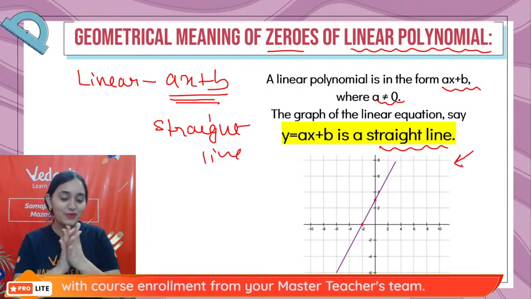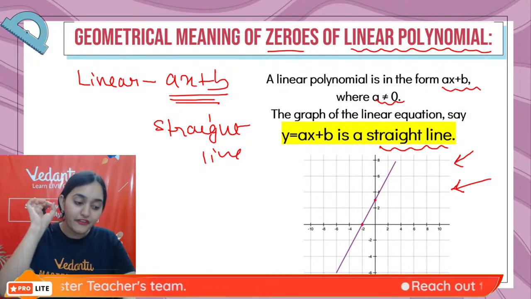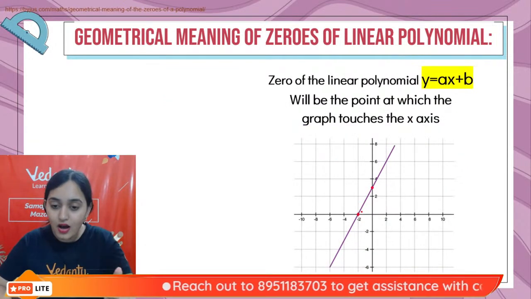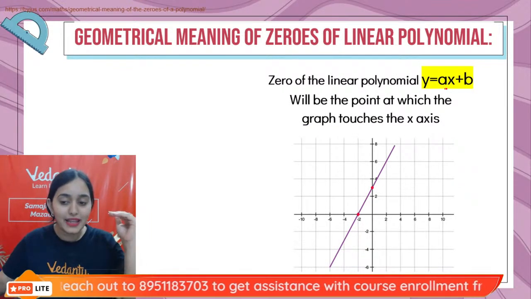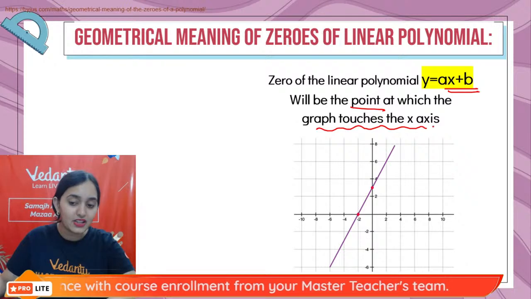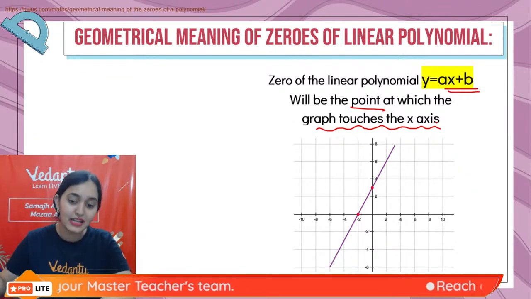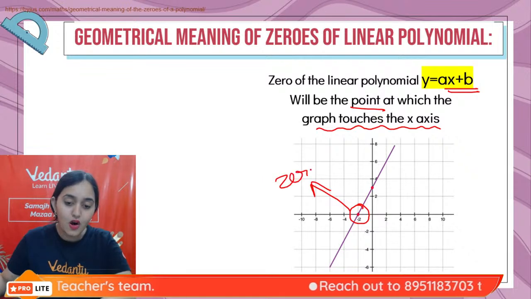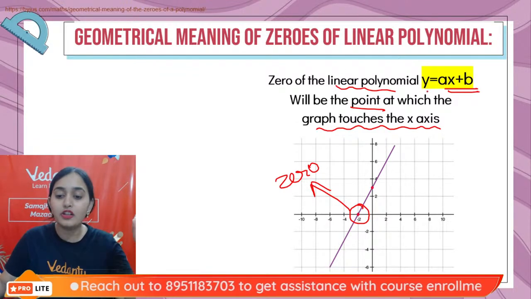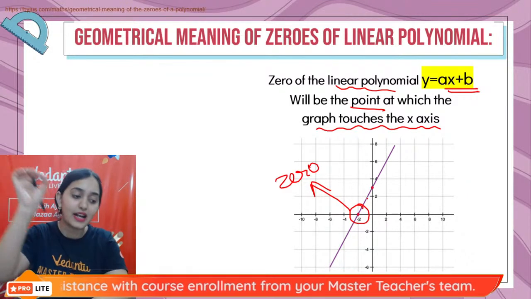Very good, very good, very good. You guys are absolutely right. I was talking about this graph. Where is the zero of this graph? So this graph is having a zero over here because for a linear polynomial ax plus b, the zero of the graph will be the point at which the graph touches the x-axis. The point at which the graph touches the x-axis, right? So this is the zero of the polynomial for this particular graph. So the zero of any linear polynomial ax plus b is where the graph is crossing the x-axis.